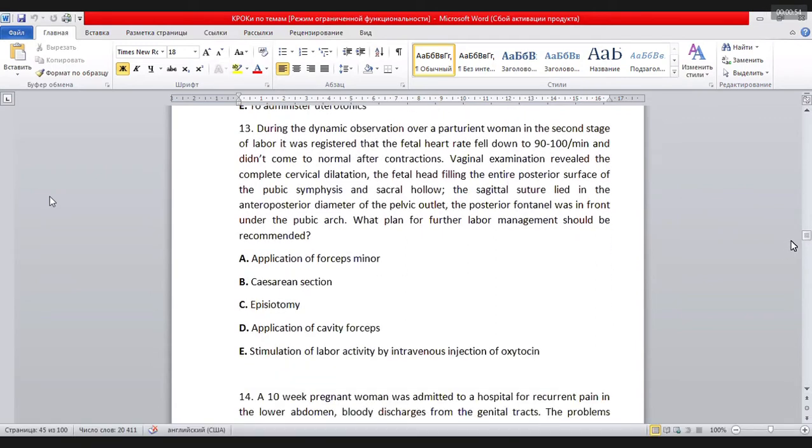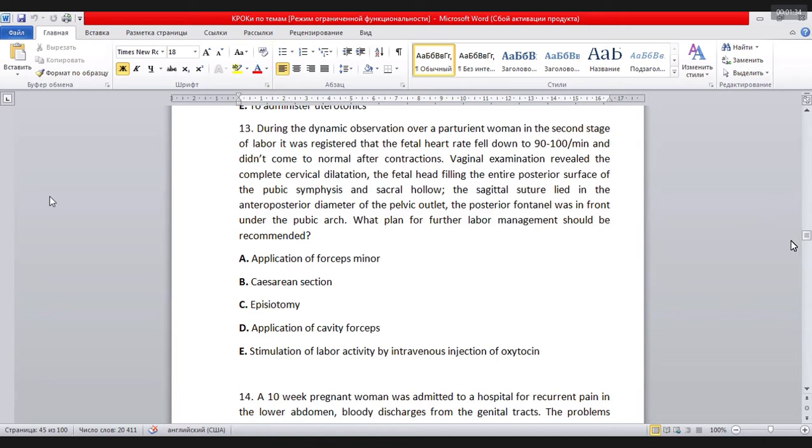Guys, number 13. During dynamic observation of a parturient woman in the second stage of labor, the fetal heart rate fell down to 90 and 100 and did not come back to normal after contractions of the uterus. Vaginal examination revealed complete cervical dilation, the fetal head filling the entire posterior surface of the pubic symphysis and sacral hollow. Yes, second stage, it is the expulsive stage.